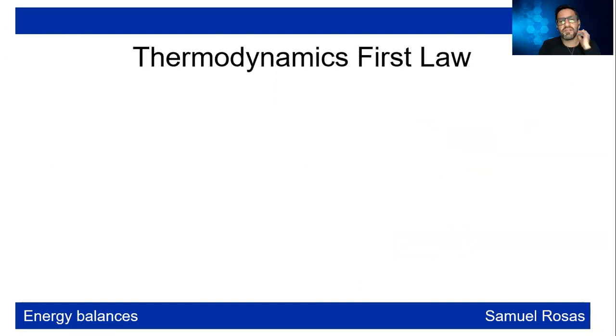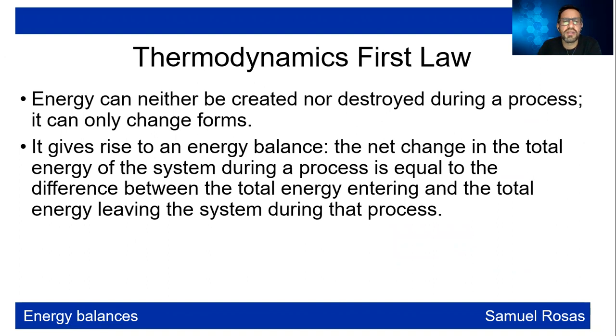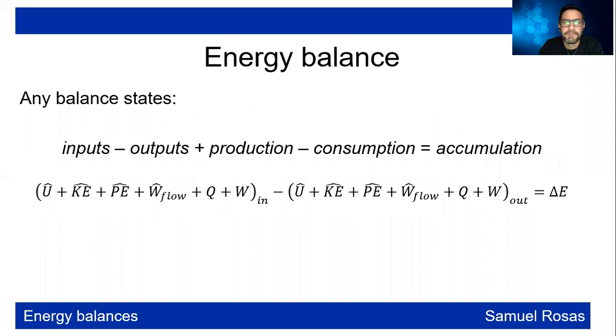The Thermodynamics First Law states that energy cannot be created nor destroyed during a process. It can only change its form. And it gives rise to the energy balance that we're talking about. The net change in the total energy of the system during the process is equal to the difference between the total energy entering and the energy leaving the system during a process. Any balance states that inputs minus outputs plus production minus consumption is equal to accumulation.